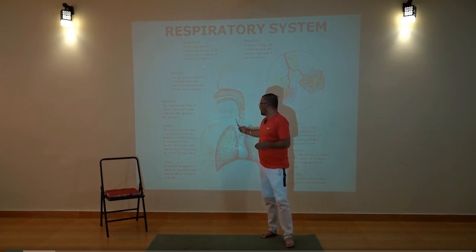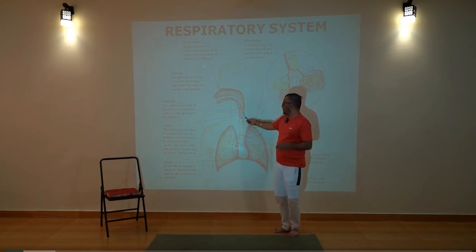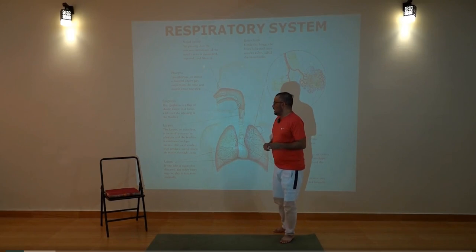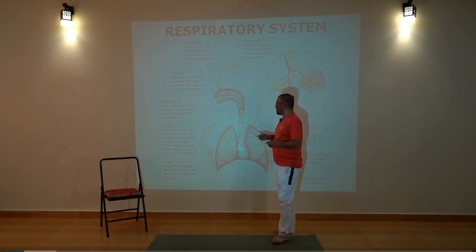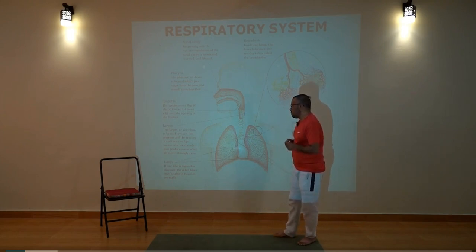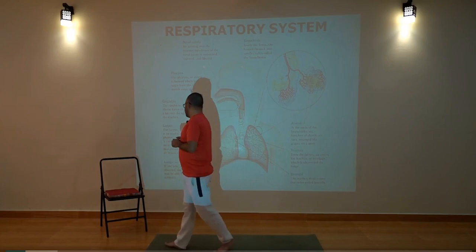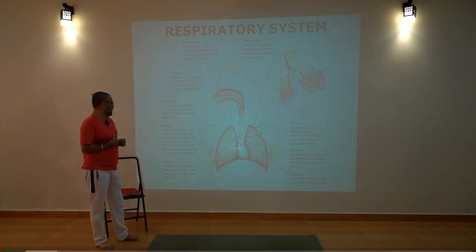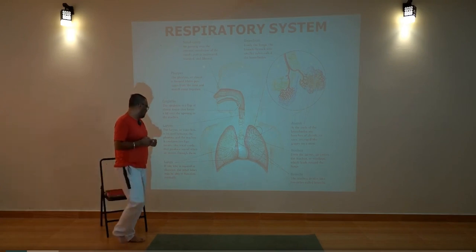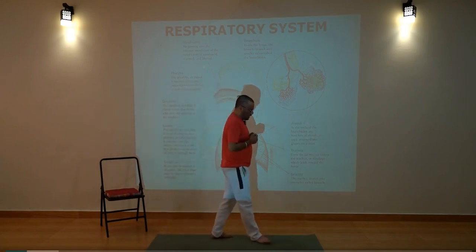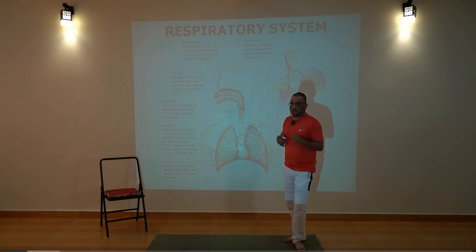Then we have the larynx just below, which we call the voice box, located between the pharynx and the trachea. The trachea is here, the pharynx is here, and it is located in between. It contains two ligaments, the vocal cords, that produce sound when air moves through them.